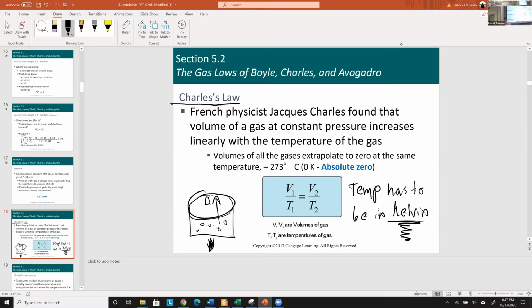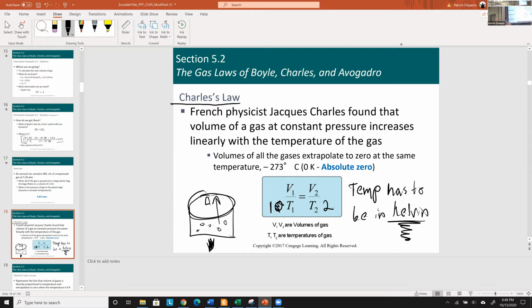So temperature has to be in Kelvin. That's important, because Celsius is different than Kelvin, obviously. If you have 1 degree Celsius and 2 degrees Celsius, the multiplicative difference between T1 and T2 is a factor of 2. If you convert those to Kelvin, it's no longer a multiple of 2.